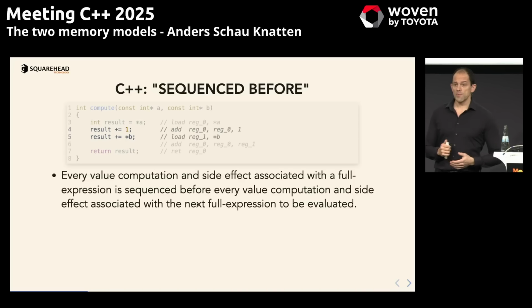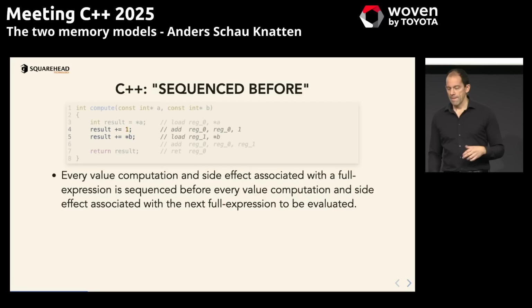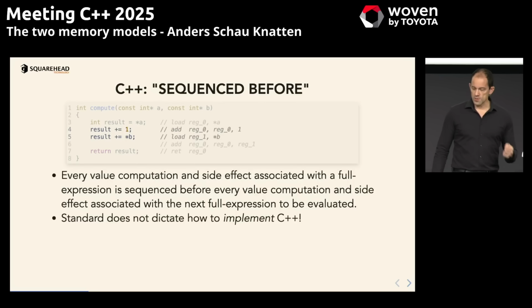It says that every value computation and side effect associated with a full expression, which is basically one line in this particular function, is sequenced before every value computation and side effect associated with the next full expression to be evaluated. So it's basically saying all of these lines happen in order. So can we swap them? Can we not? The standard does not dictate how to implement C++.